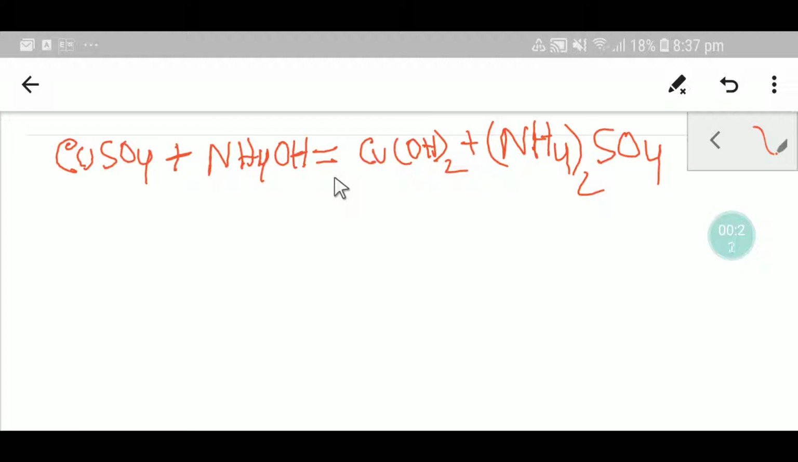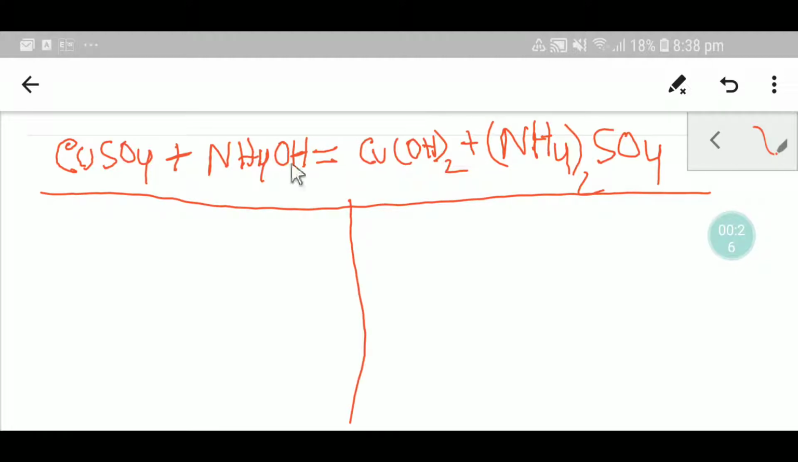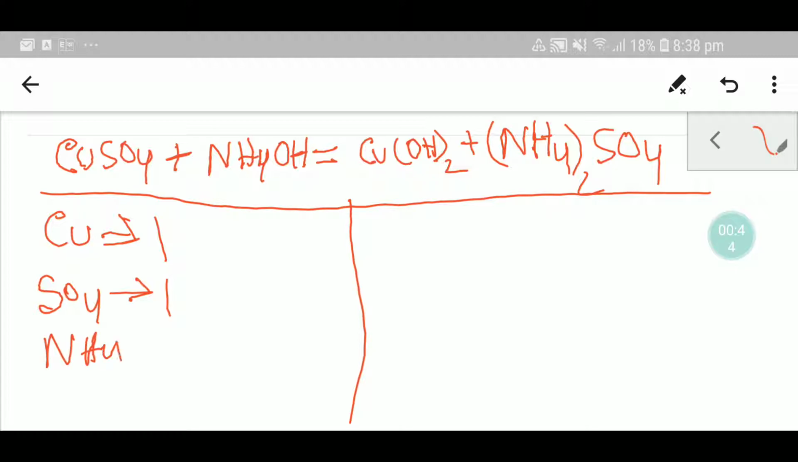To balance this equation, let me draw a table like this. On the left hand side, or reactant side, we have just one copper, so I have to write that, and here we have one sulfate. I also have to write that, and here we have one ammonium, and here we have one hydroxide.